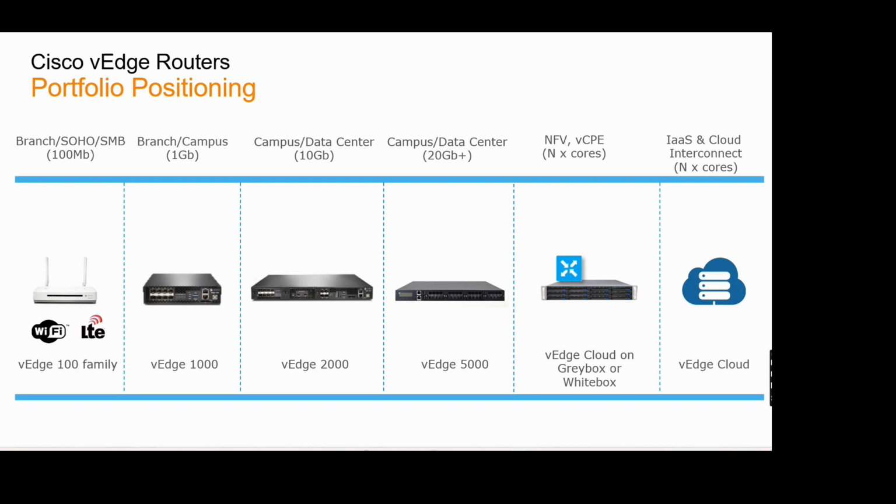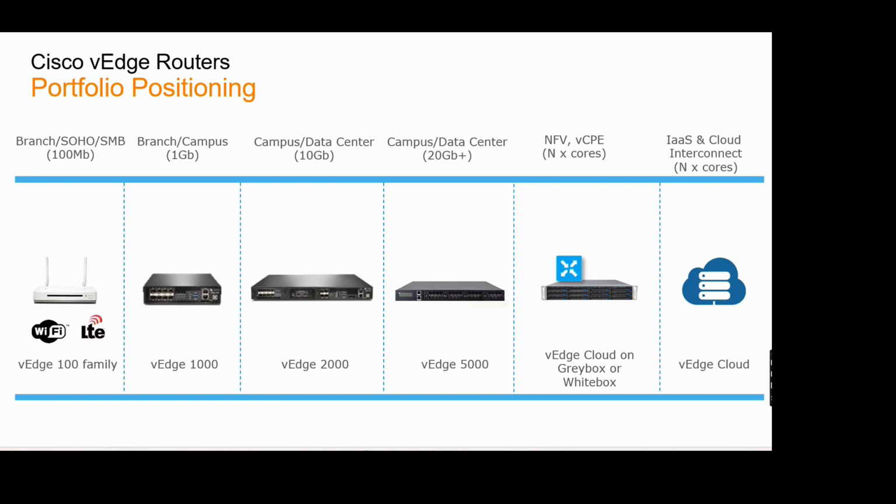If you look at the branch, SOHO, small and medium business, you can use a 100 MB link with the bandwidth of this one, and in the vEdge 1000 you can use 1 GB. If you are deploying in a campus or data center, then you can deploy the 2000. That has a capacity of 10 gig ports. And this vEdge 5000, normally we deploy in data centers.